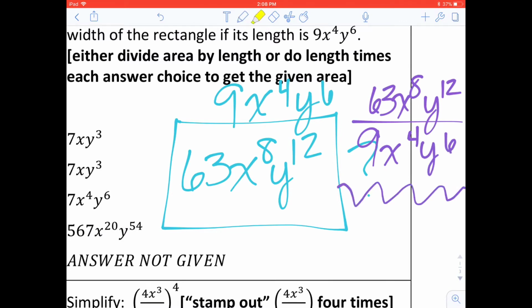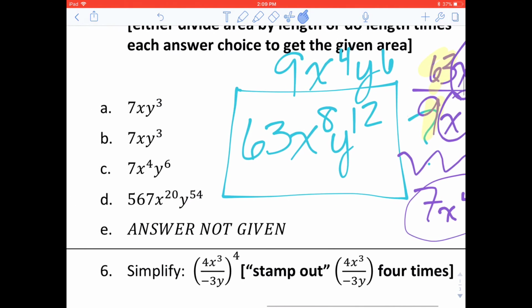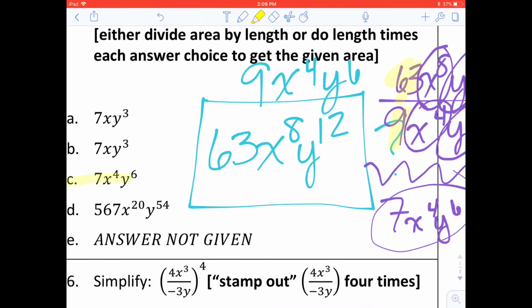Start with your numbers. 63 divided by 9. We know that 9 times 7 is 63. And whenever we reduce, we just simply go back and say if I have 8 x's on top and 4 x's on bottom, I would be left with 4 x's up top. And if I have 12 y's up top and 6 of them on bottom, when I cancel out sets, that would leave me with 6 on bottom. So then you would just simply come over here and match up your answer, which would be C.